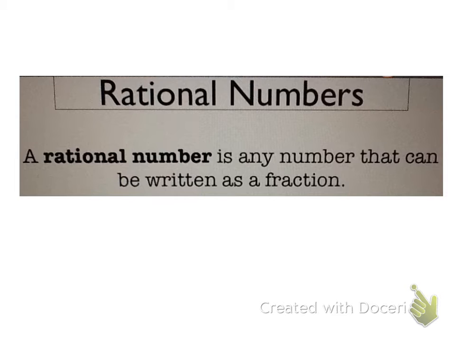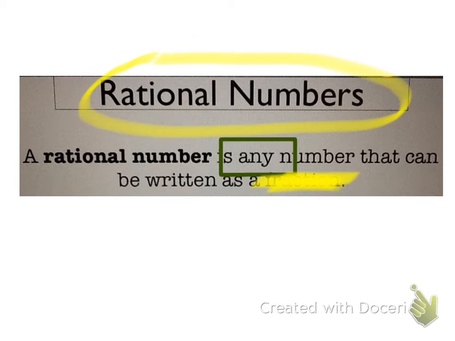So, the moral of the story is, to find out whether a number is rational or not, just ask yourself, can it be written as a fraction? Because a rational number is any number that can be written as a fraction. Any number that can be written as a fraction. That's what gives us a rational number.